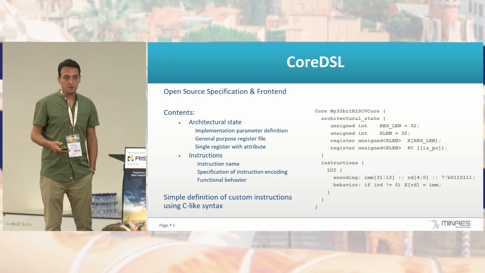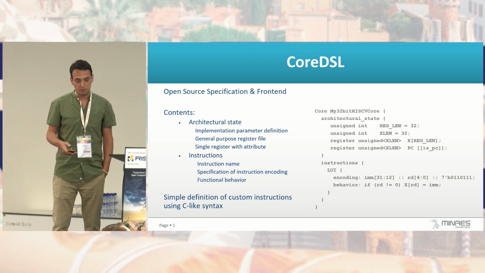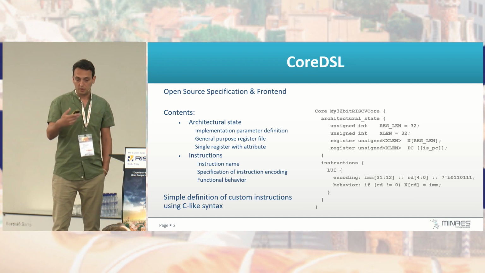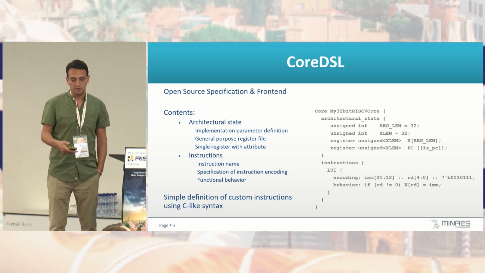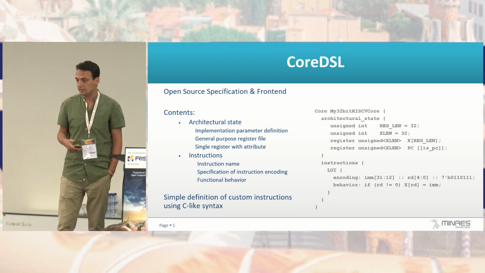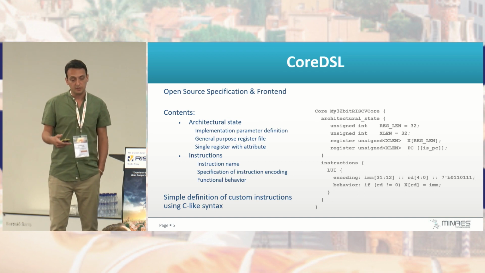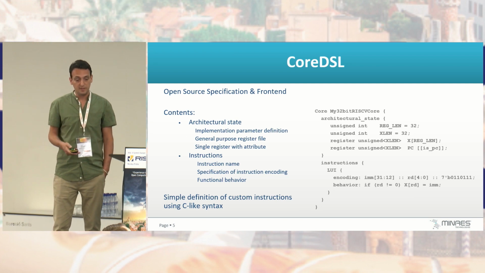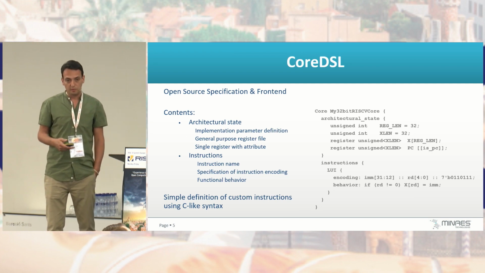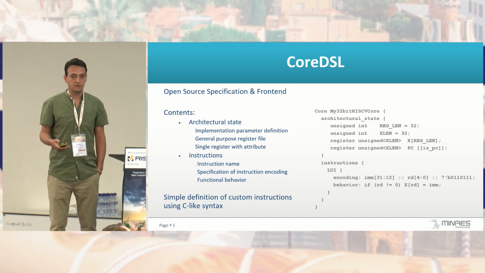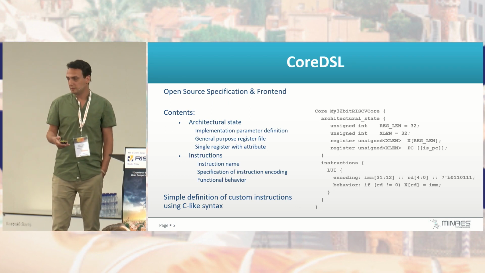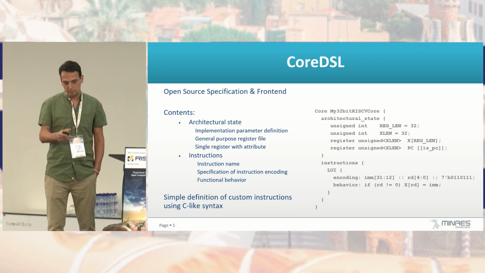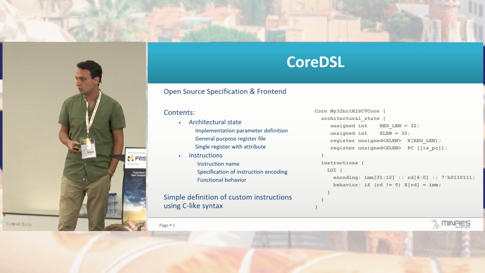And here is a short example of CoreDSL description. So on the top level, you define your core, and then there are several sections. For example, the first section describes an architectural state of the core, and the second section shows a definition of an instruction. So as you can see, it takes only few lines to define a simple instruction. Of course, there are several optional features which can be added, but still the idea is the description remains short and easy to understand.